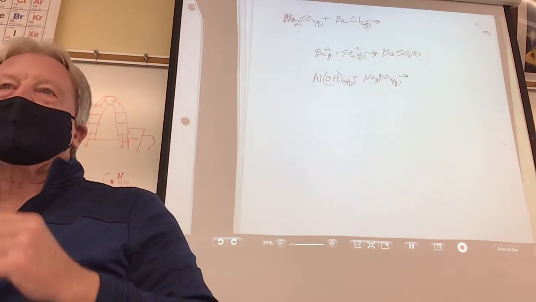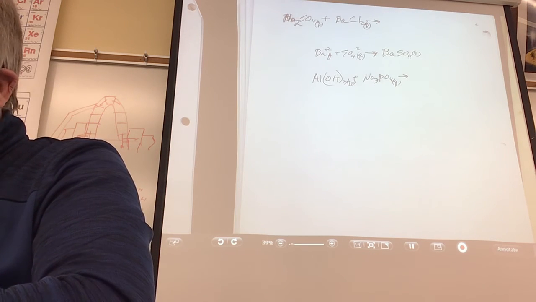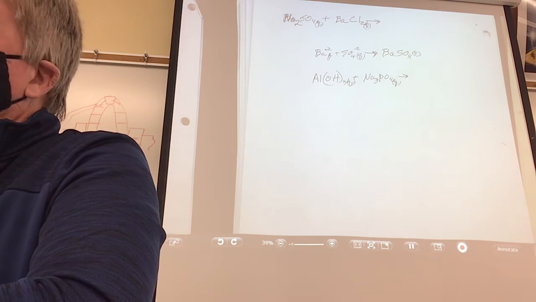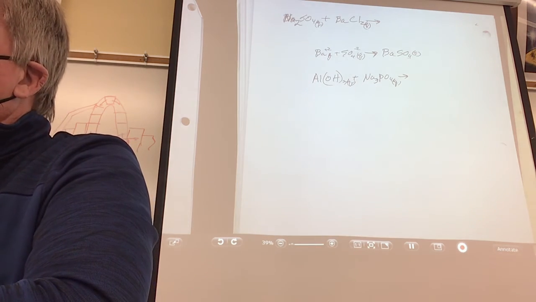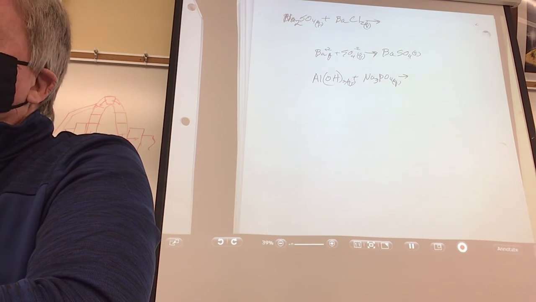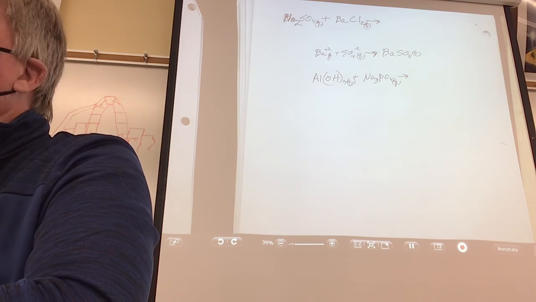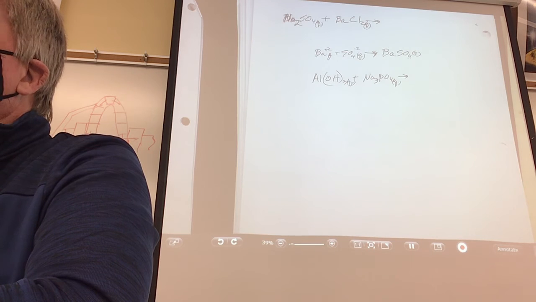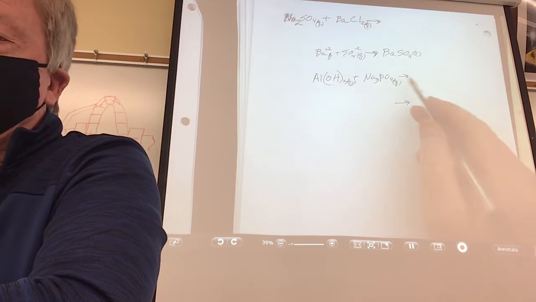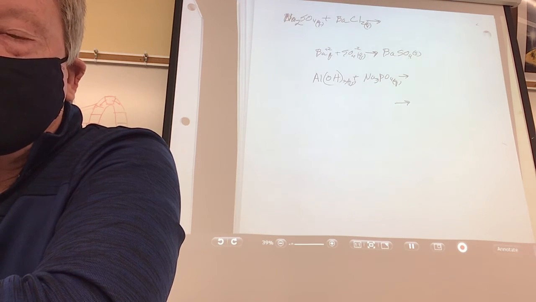All right, what about that? What if I said aluminum hydroxide reacts with, maybe it reacts with sodium phosphate? Okay, let's do the net ionic equation. What are the two products going to be? Aluminum phosphate and sodium hydroxide. I already know sodium hydroxide is going to be what? So let's look up aluminum phosphate. Aluminum phosphate. What do you think?